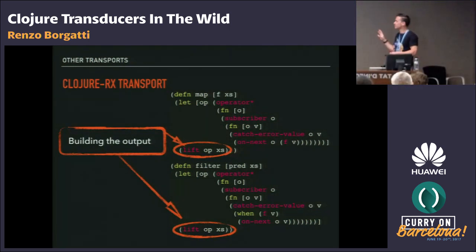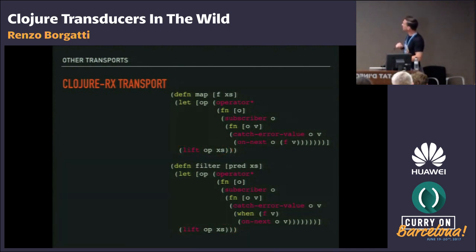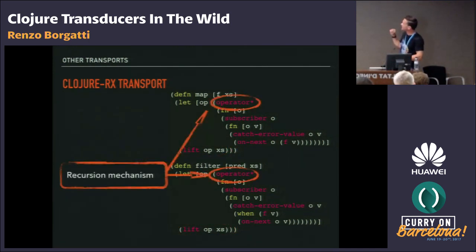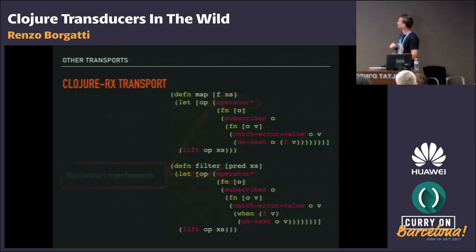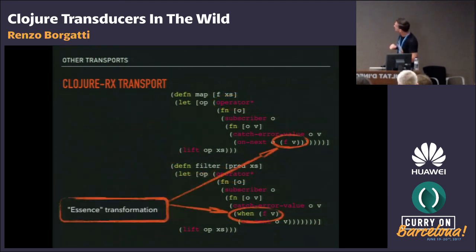I'm not sure 100% how it works because I'm just a user of this library. And the recursion mechanism is creating this operator that is then given to the lift operation. And once again, it is the same as before, transformation for map and filtering for filter. They are the same operation, just all the surrounding has changed.